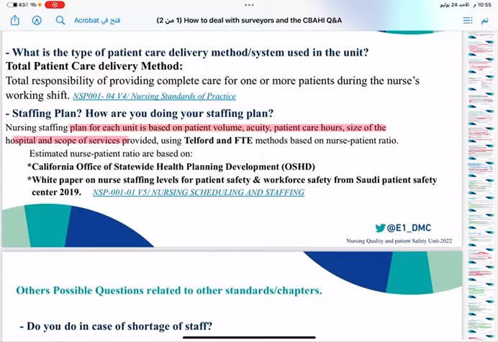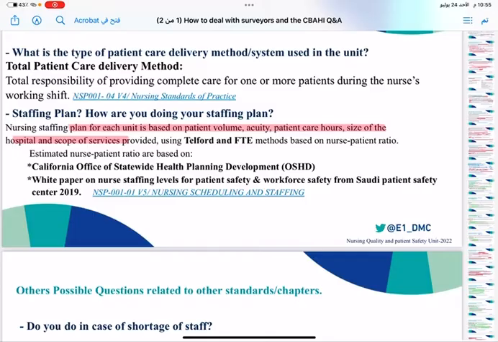Okay, there are special questions that maybe they will ask about, for example, what is the type of care delivered to the patient, okay? So you will say that it is the total patient care delivery method. So what does that mean? That is providing complete care for one or more patients during nursing hours, okay, or during the shift.